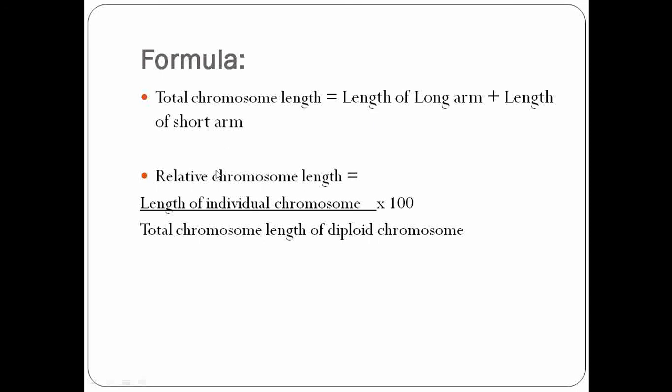Okay, then how you are going to calculate the relative chromosome length. So relative chromosome length is equal to the length of the individual chromosome divided by the total length of the diploid chromosome. Means here you have to take the length of a single chromosome, and at the downside you have to take the total length of the bivalent chromosome, or homologous pair, into 100. So it will give you the relative chromosome length.